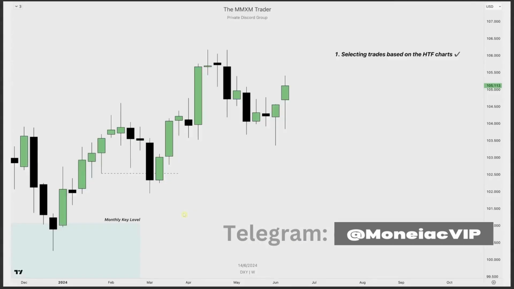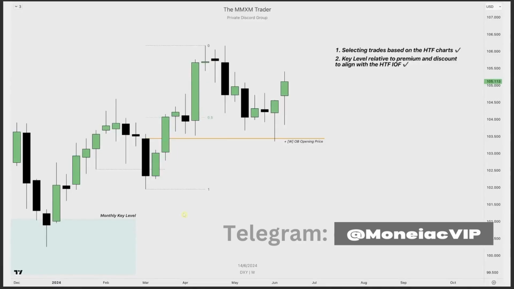So number one, selecting trades based on the higher time frame chart, right? We know we are bullish on the higher time frame. Now step number two, we need a key level relative to the premium and discount. We have a weekly order block over here, and it is in discount, so we don't want to see this in premium, we want to see this in discount. It has to be relative to that premium and discount level, and it needs to be aligned with higher time frame order flow, which is bullish, right?